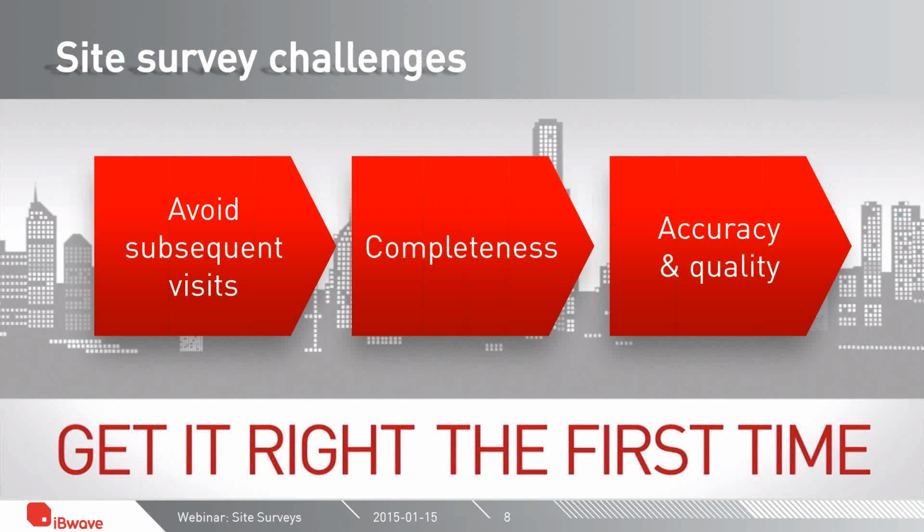Of course, there are challenges. The first is to get it right the first time. Why? Well, first of all, to avoid additional visits. More visits will obviously add more time and cost to the site survey, so that's far from desirable. Completeness of the survey is clearly important. You don't want to return because you forgot to check something, especially when the venue is difficult to access or it's far to get to. Now, accuracy and quality are also essential for getting it right the first time, as this could directly impact how good the design is. And it could even be more expensive to correct at a later stage. So getting it right the first time is a key challenge.